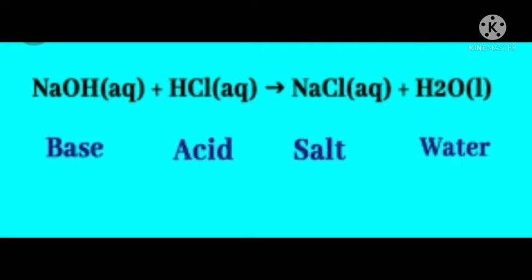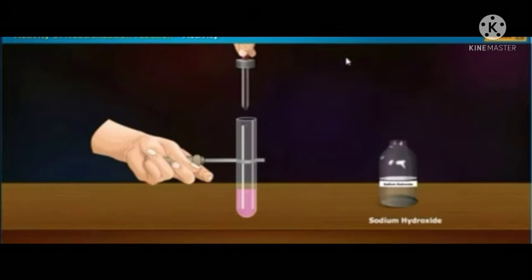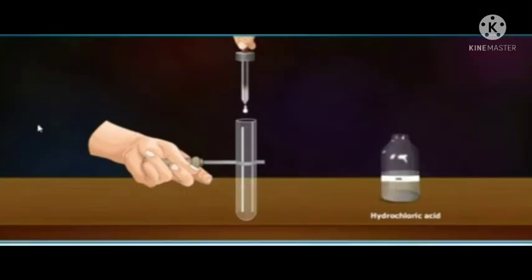Now, let us see an activity which shows that during the reaction between an acid and a base, they cancel each other's effect. That is, the acid is cancelling the effect of the base and the base is cancelling the effect of the acid. Take a small amount of sodium hydroxide in a test tube and add a few drops of phenolphthalein. We will get a pink color, because phenolphthalein is the indicator which gives a pink color in basic solution. Now, to that reaction mixture, if we add hydrochloric acid drop by drop, we can see that the pink color disappears. What will be the reason for this?